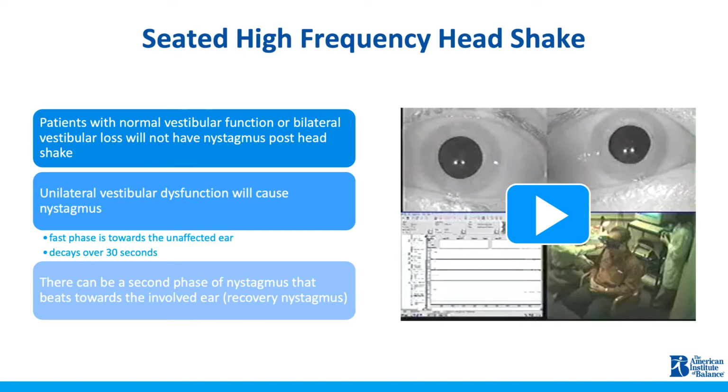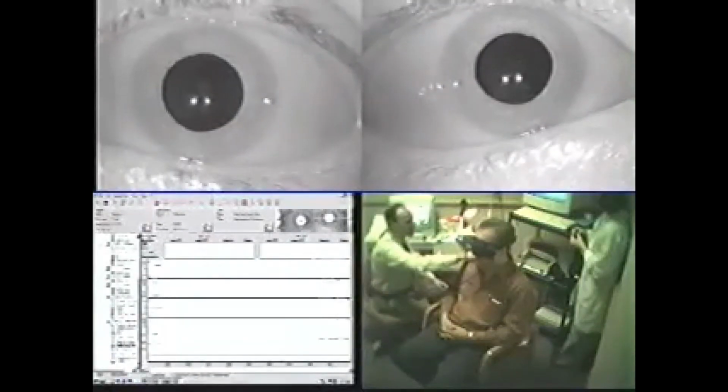The patient is seated comfortably, looking straight ahead. Before you have the patient start to shake their head back and forth in the horizontal plane, it's important to have them tilt their head down about 30 degrees. This will put the horizontal canals parallel to Mother Earth, allowing for maximum stimulation. The patient then shakes their head for at least 20 seconds at 2 Hz or more.